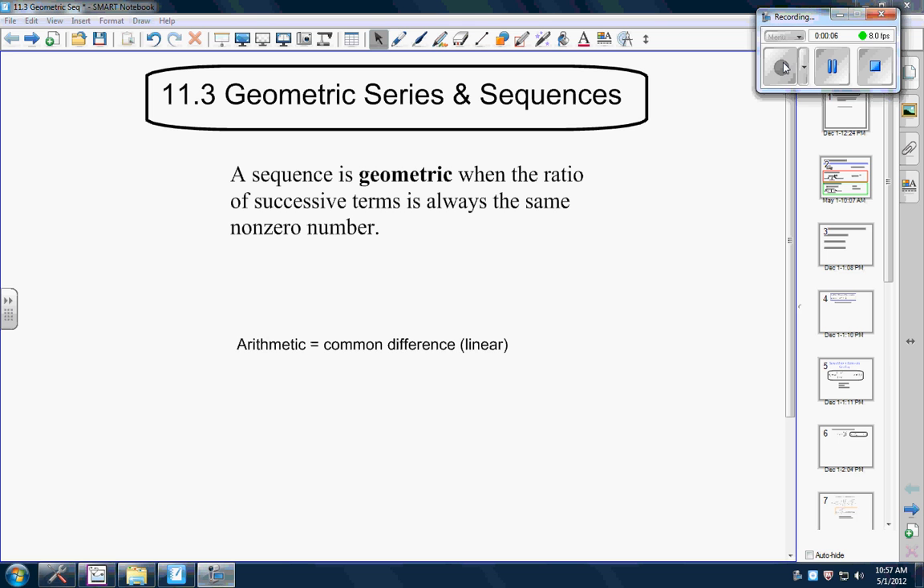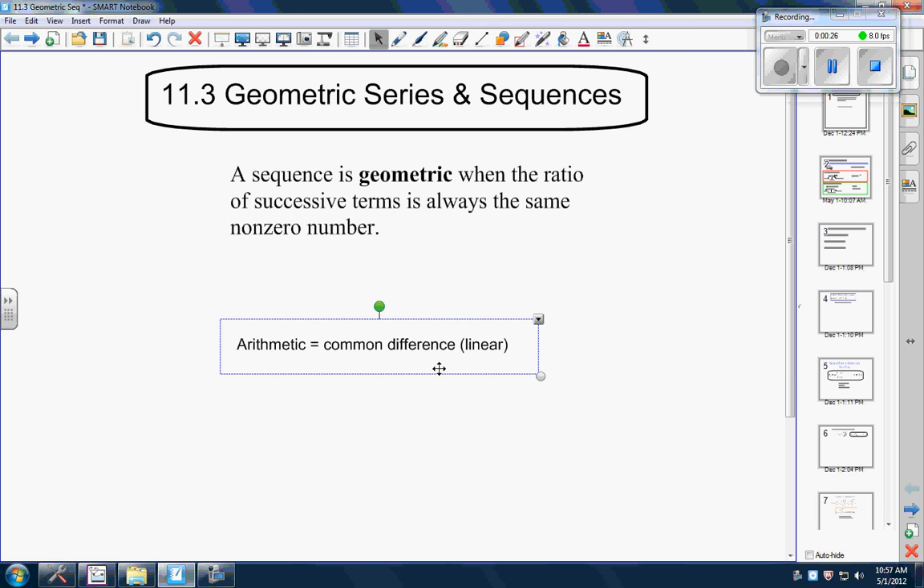Okay, so what we're going to look at tonight is geometric series and sequences. So remember again, a sequence is basically a pattern of numbers. We put a ... on the end. Series means we sum them all up. Now we have some formulas to sum up arithmetic ones, and we're going to look at geometric ones.